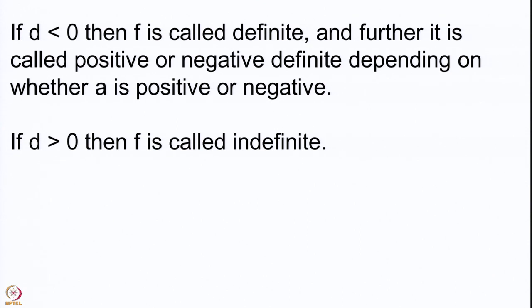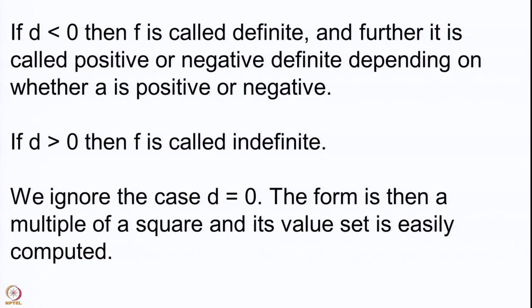You may have positive signs as well as negative signs in the value sets, and there is one more case, that your D might be 0. This case we are going to ignore, for the reason that we had written our form multiplied by 4a as a square minus d times a square. If d is 0, the form is a multiple of a square, and then it is easy to compute the value set. So, again this is not a very difficult problem. When the discriminant is 0, that is the case that we are going to ignore.